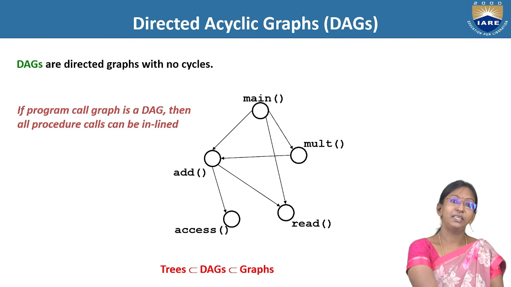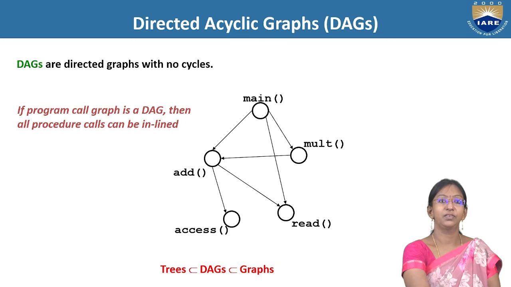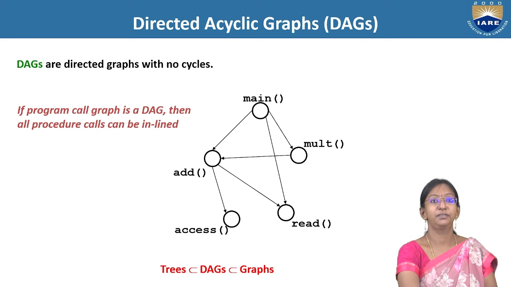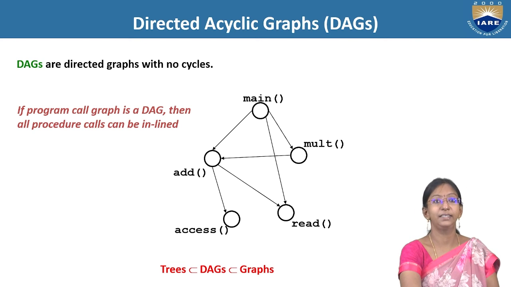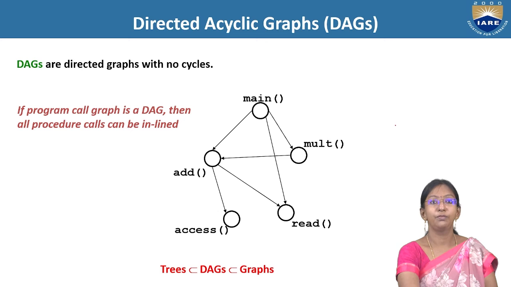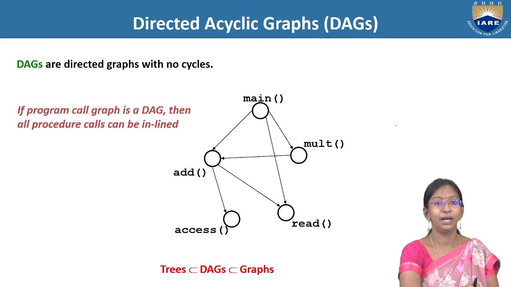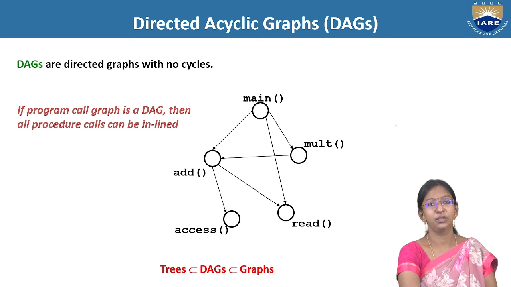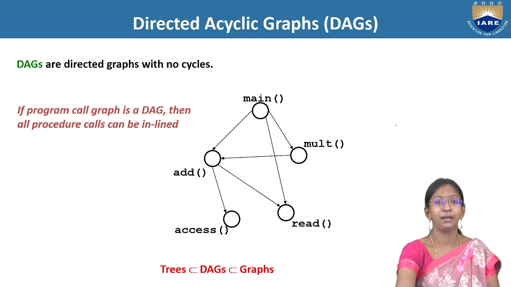DAG full form is directed acyclic graph. Directed, the word itself tells you that they are directed in nature, and acyclic, cycles will not be there, right? So if you start from a node, you cannot reach that same node through an edge or a path. That is nothing but a DAG.